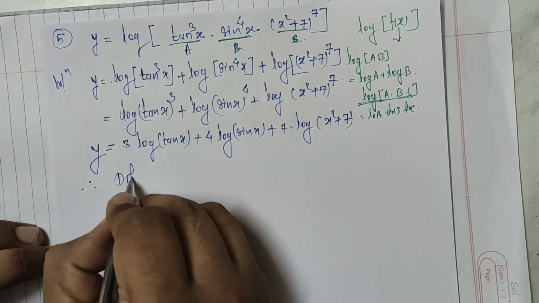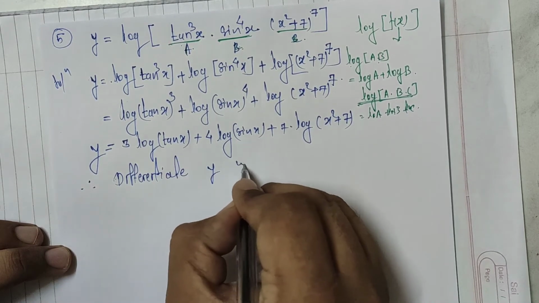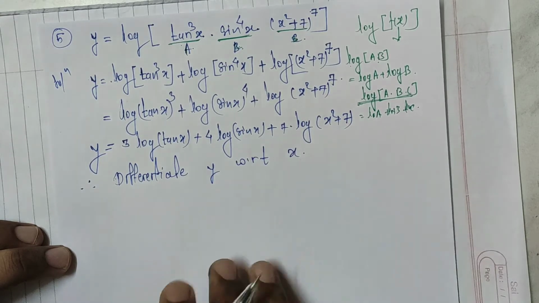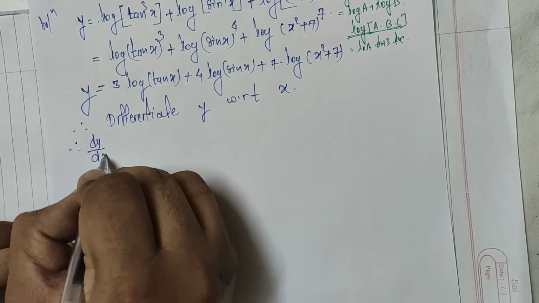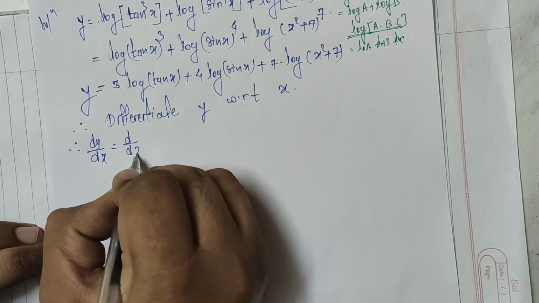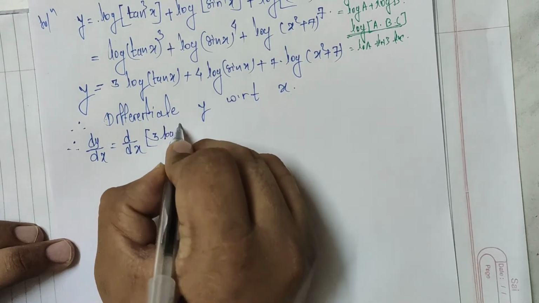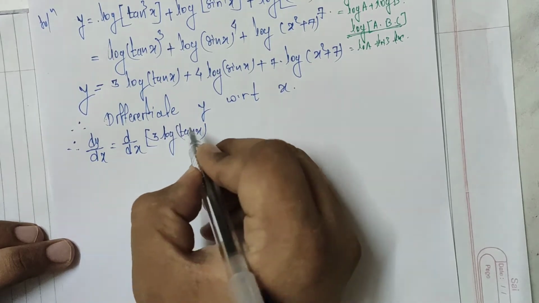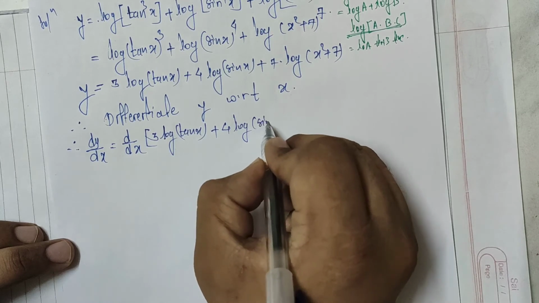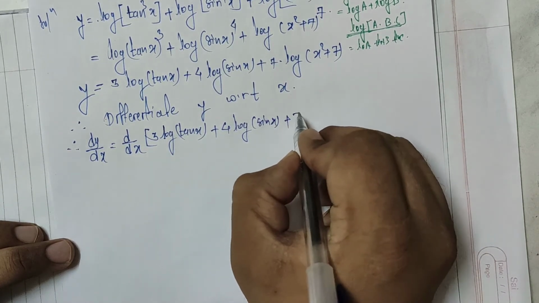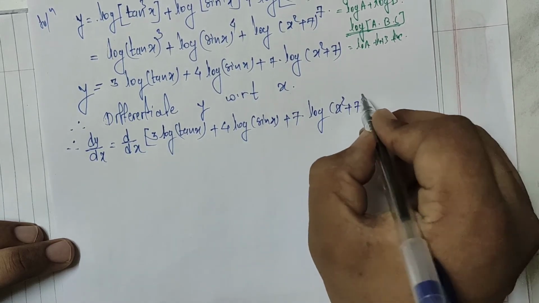Therefore, differentiate y with respect to x. Therefore dy upon dx is equal to the derivative of the first one, 3 log of tan x, second, 4 log of sin x, then third, 7 log of x square plus 7.